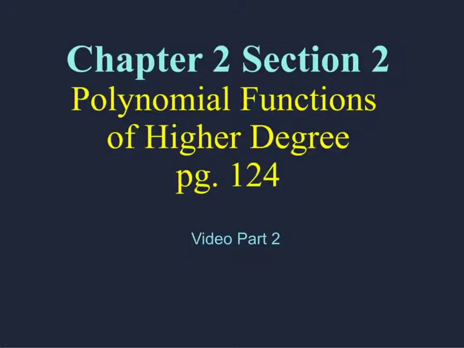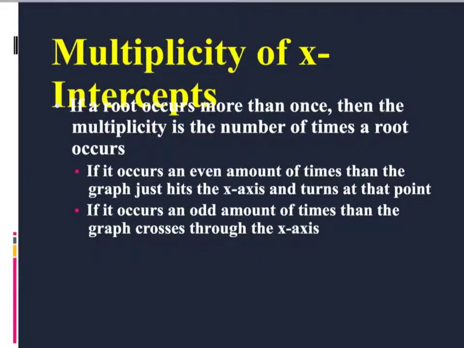Okay, so this is chapter 2, section 2. This is video part 2 of what we're talking about, polynomial functions of higher degrees. So here we're going to talk about multiplicity of x-intercepts. If a root occurs more than once, then the multiplicity is the number of times a root occurs.